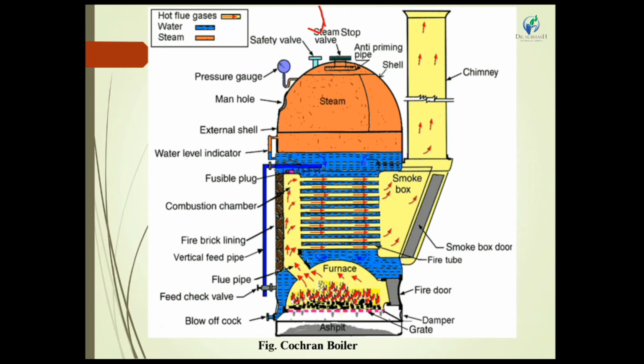Safety valve. The safety valve gives safety against higher pressure or critical pressure. Steam stop valve. The steam stop valve gives the steam output from the boiler and it is used for further utilization. Here is one main part. Anti-priming pipe. The working of this pipe is that it separates the steam and water. Steam is passed from the anti-priming pipe to the steam stop valve and water is drained back inside the boiler. This is the hemispherical shell. That's all the terminology we have to see.